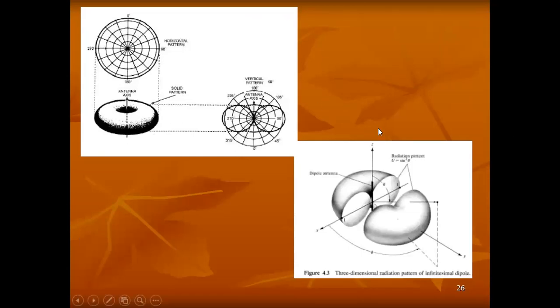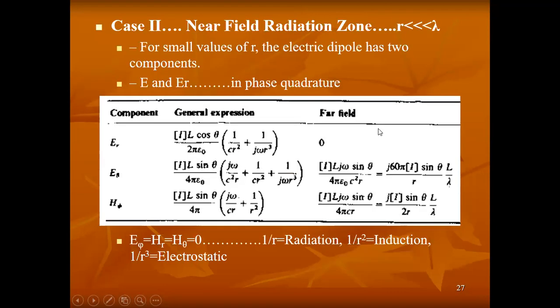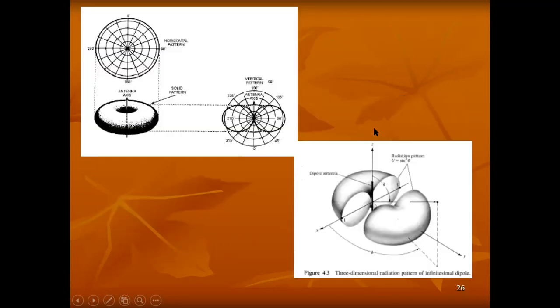As we discussed in the practical, this radiation pattern is there, and case 2 we will discuss next time. So this is all about the basic infinitesimally small dipole antenna.